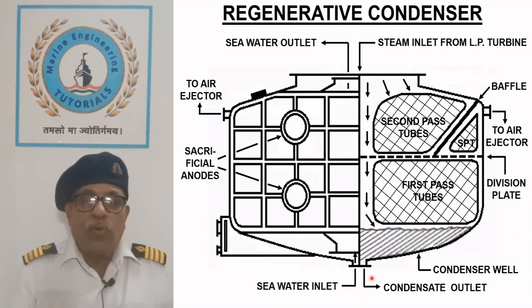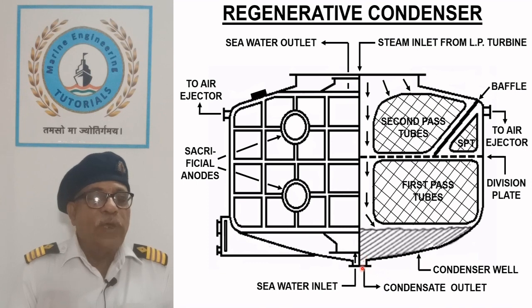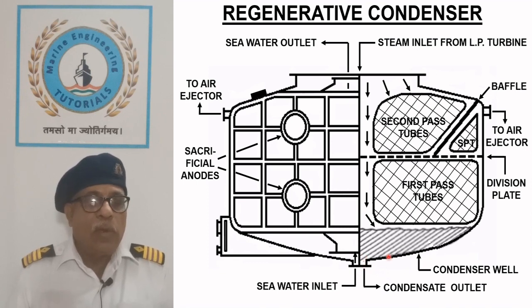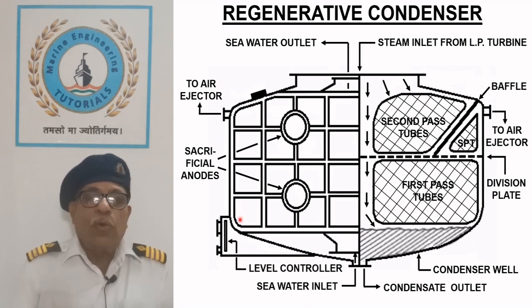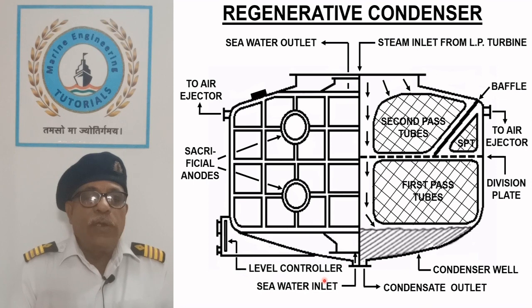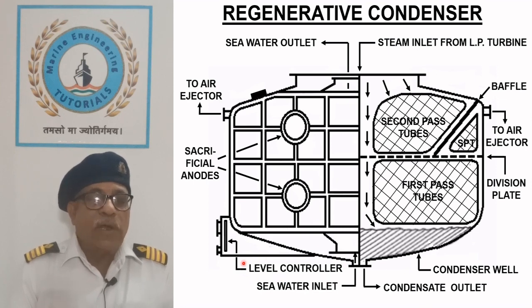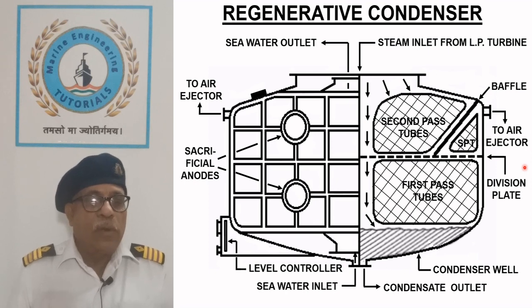Condensate pump draws out the condensate from the outlet at the bottom of the condenser shell. A level controller is used to maintain the condensate level in the condenser well so that the condenser can function correctly and condensate pump does not lose suction.